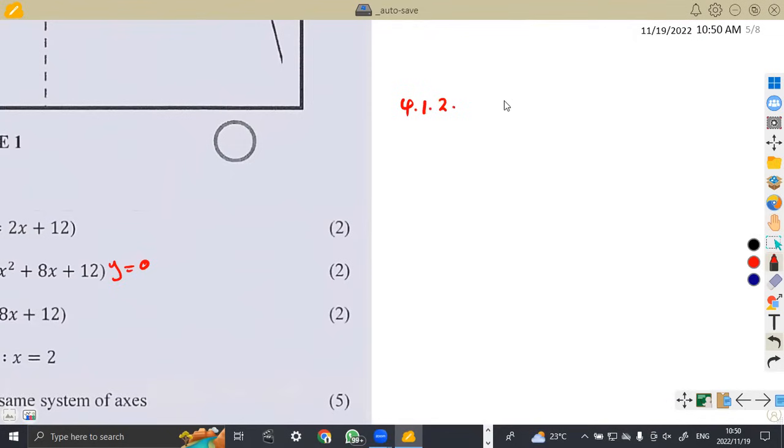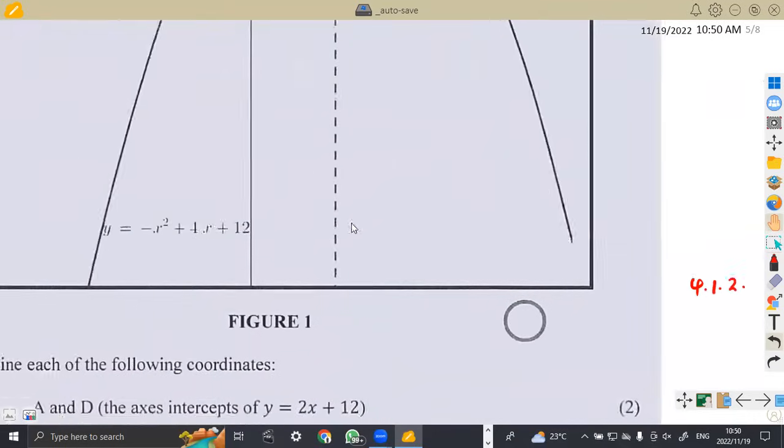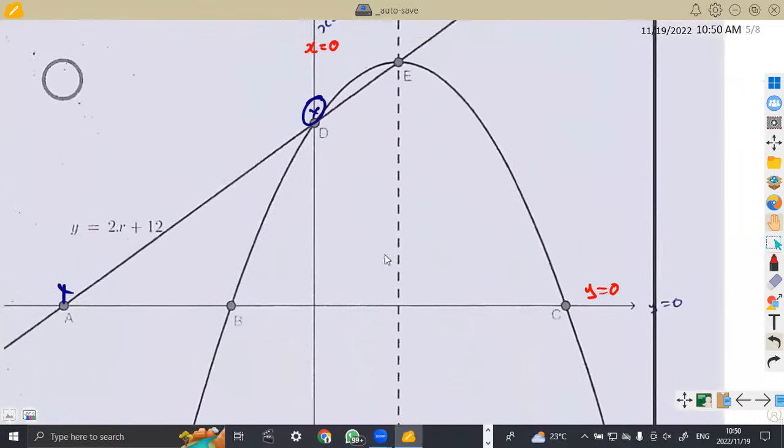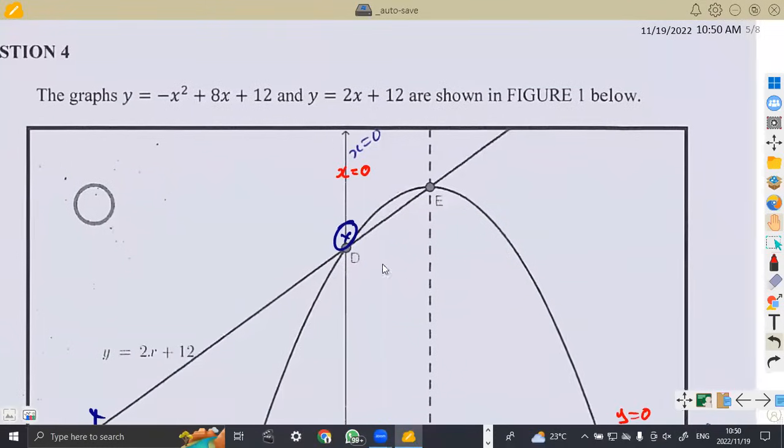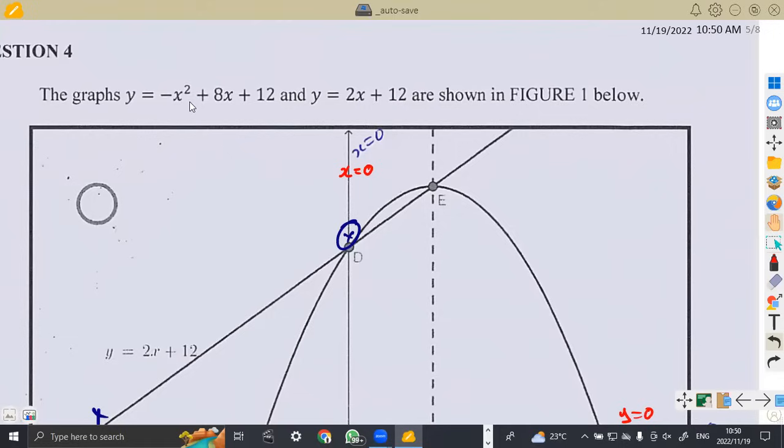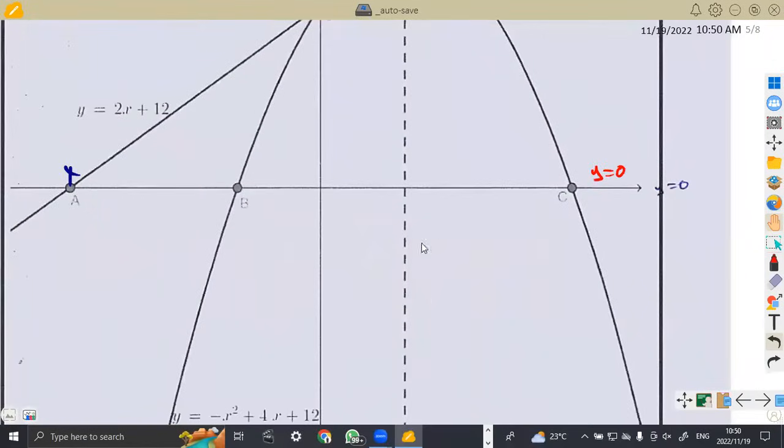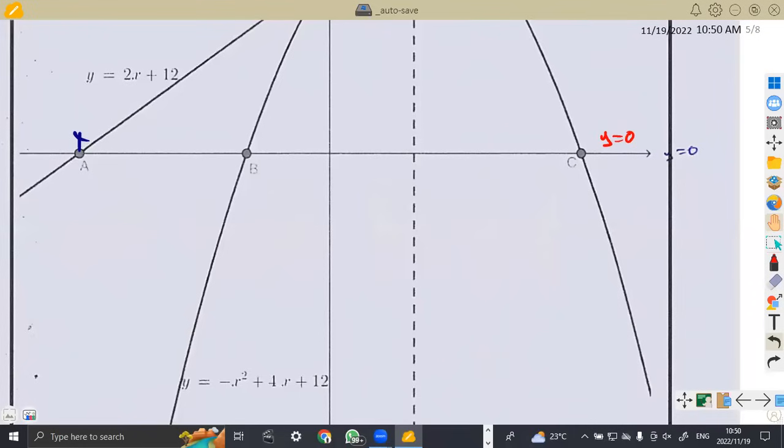Remember, the equation printed was y is equal to minus x squared plus 8x plus 12. If we cross-check, that was actually wrong. The actual equation is the one that was written on the graph, so this was an error. It is y is equal to minus x squared plus 4x plus 12. This was supposed to be the original equation.